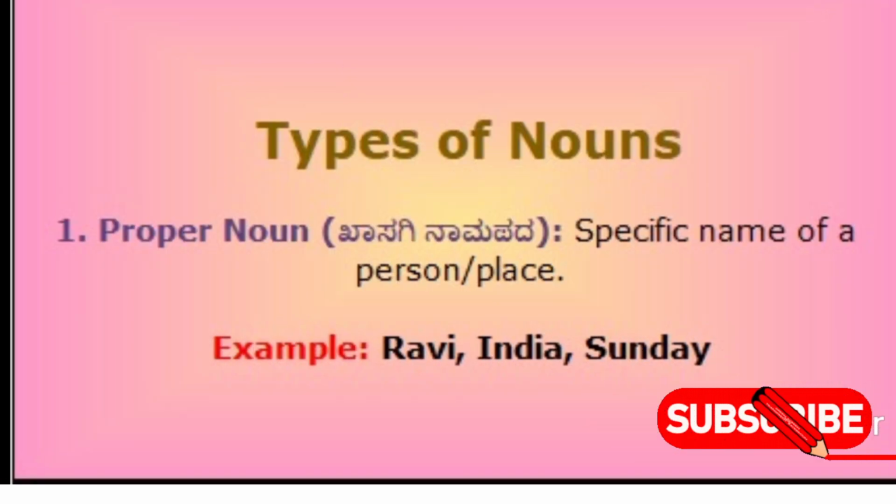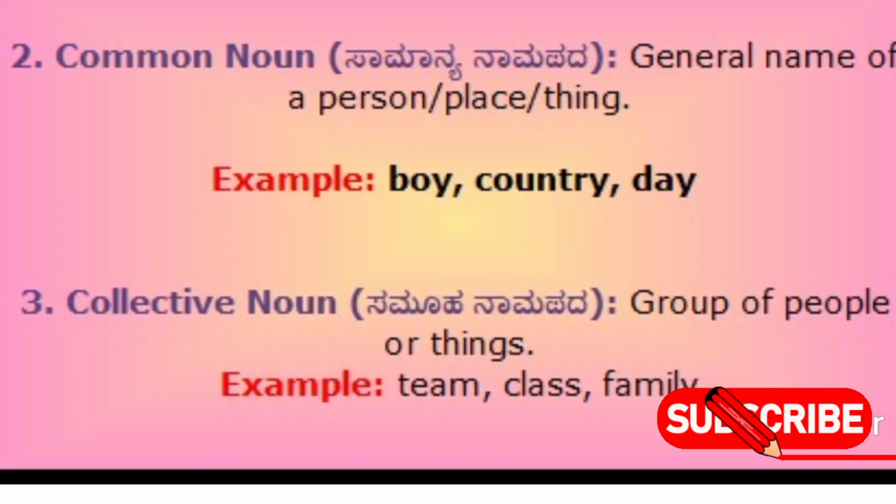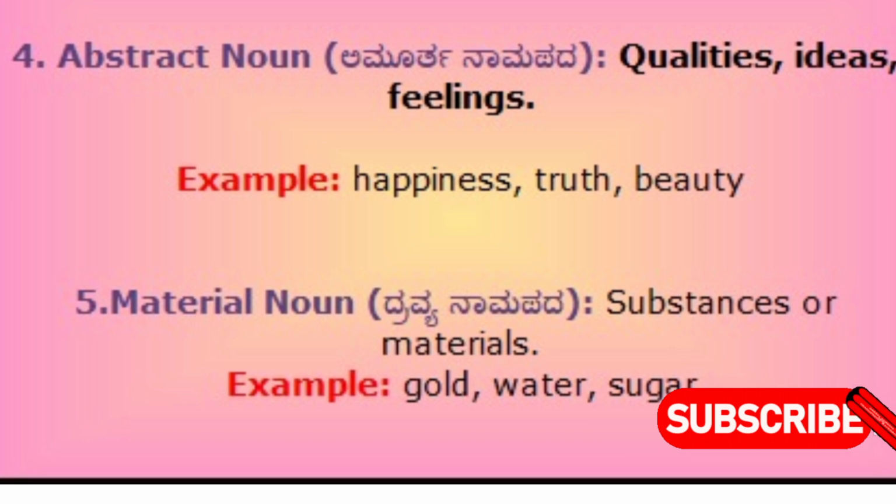Types of nouns. 1. Proper noun, specific name of a person or place. Example, Ravi, India, Sunday. 2. Common noun, general name of a person or place or thing. Example, boy, country, day. 3. Collective noun, group of people or things. Example, team, class, family.